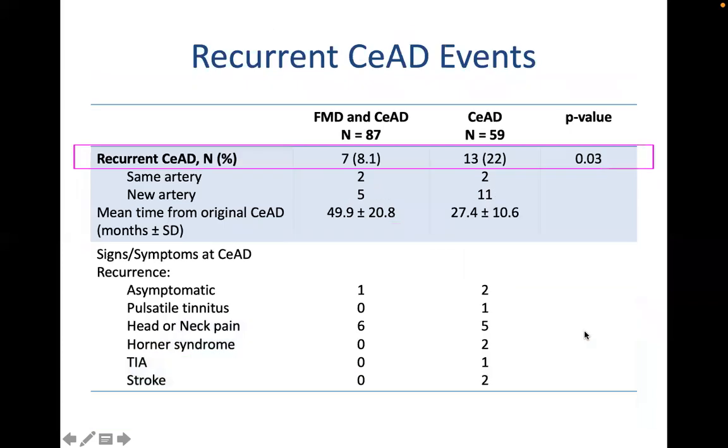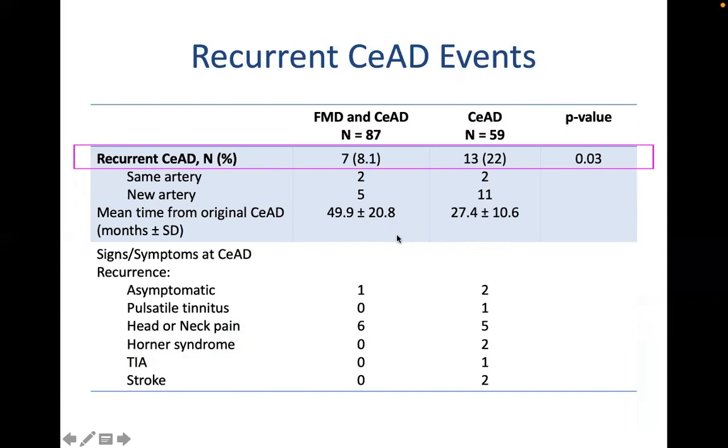in patients with cervical artery dissection alone. In terms of rate of recurrence, the rate of recurrence was much higher in patients with cervical artery dissection alone as compared to FMD, 22% compared to 8.1% in patients with FMD and cervical artery dissection. And the majority of these occurred in a new artery rather than the same artery.